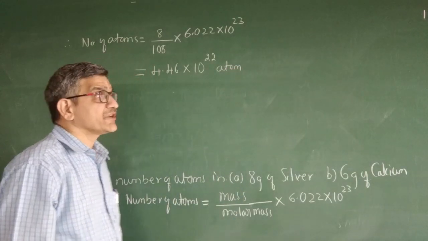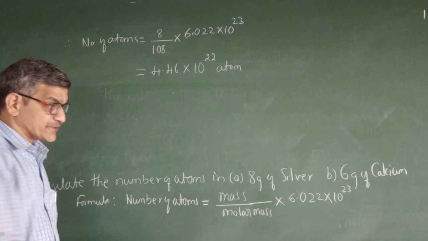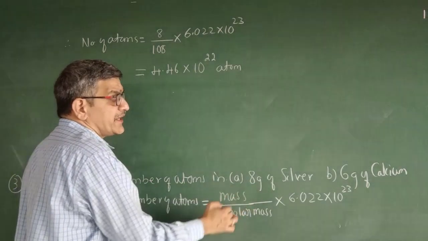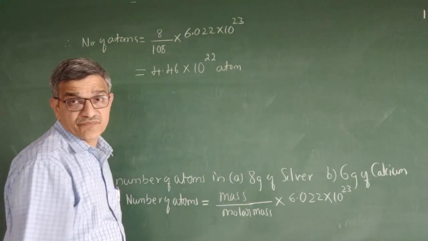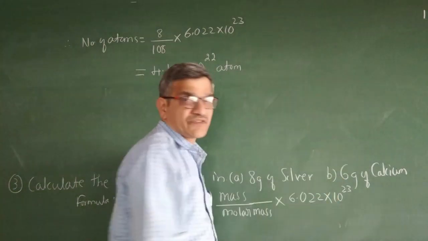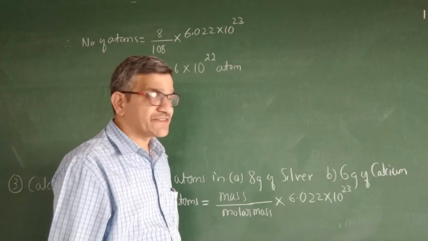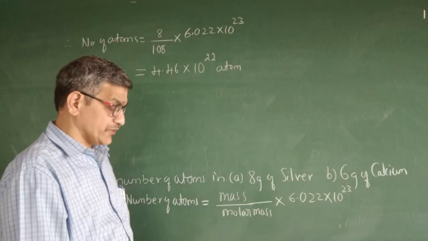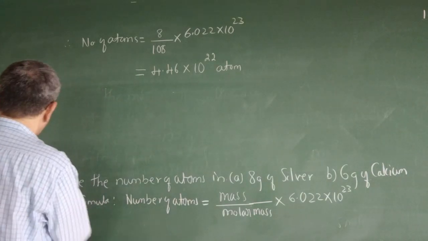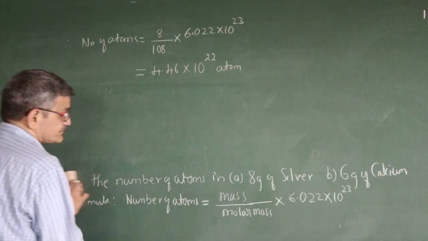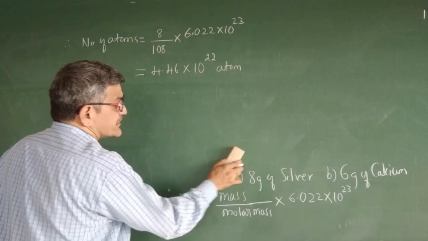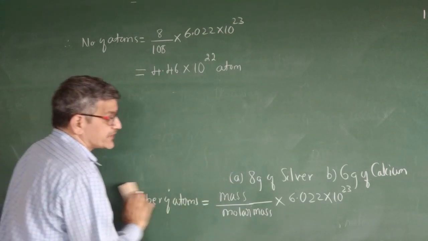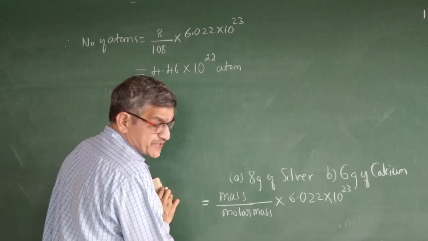So this is how to calculate the number of atoms. When mass is given and we have to find the number of atoms, we have to apply this formula. Same type you have to work on this 6 gram of calcium. Calcium atomic mass, that is 40, you have to apply. Such type of problems will be asked and you must know how to calculate this. One of the important concepts for a chemistry student.